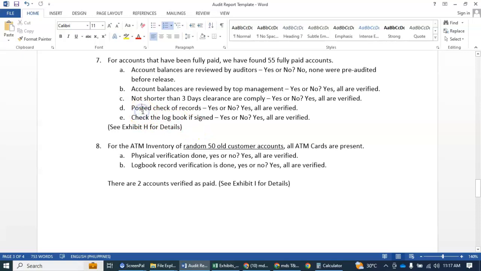This one is if they are posted in the record, like posted check of records. So we have to identify this. I think it's the same as checking the logbook you've signed. So not sure, we can delete this one as part of that.